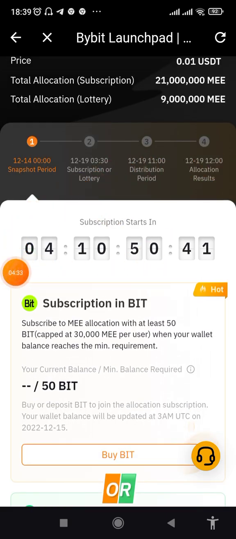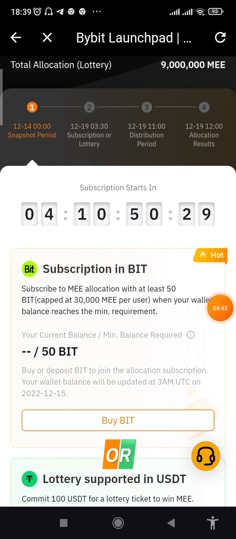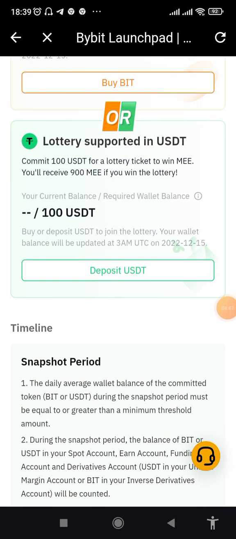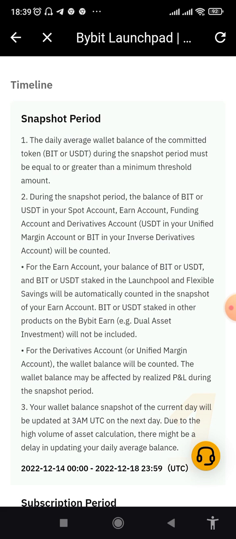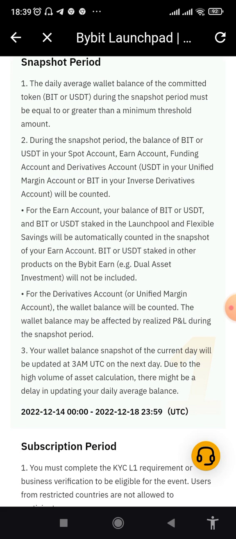As you can check here, the snapshot period for ME coin has started. It says 4 days remaining. Once these 4 days elapse, the subscription period will start. But before that, we are in the snapshot period. That's where the counting starts. So once the system counts that you have more than 50 BIT or 100 USDT, it means you are qualified. The system counts your money and verifies that you're qualified.